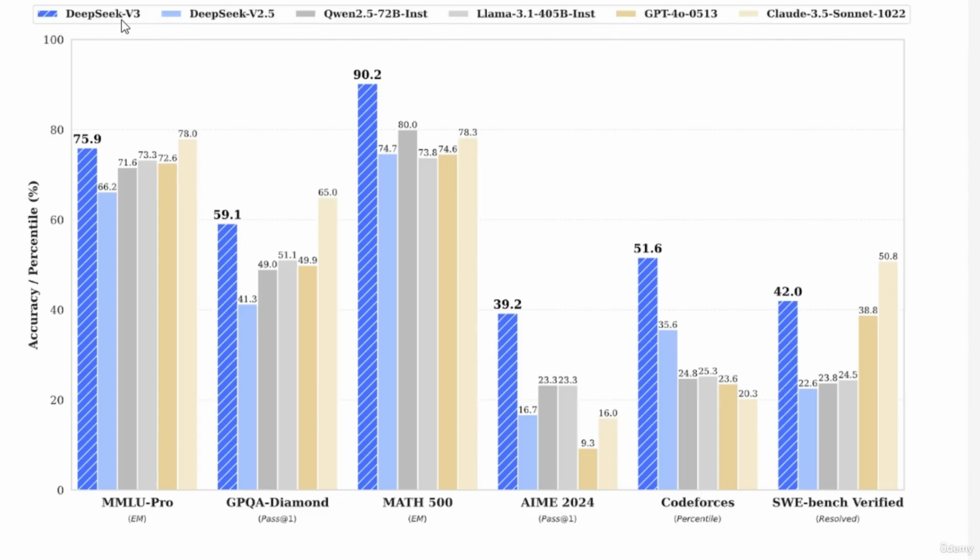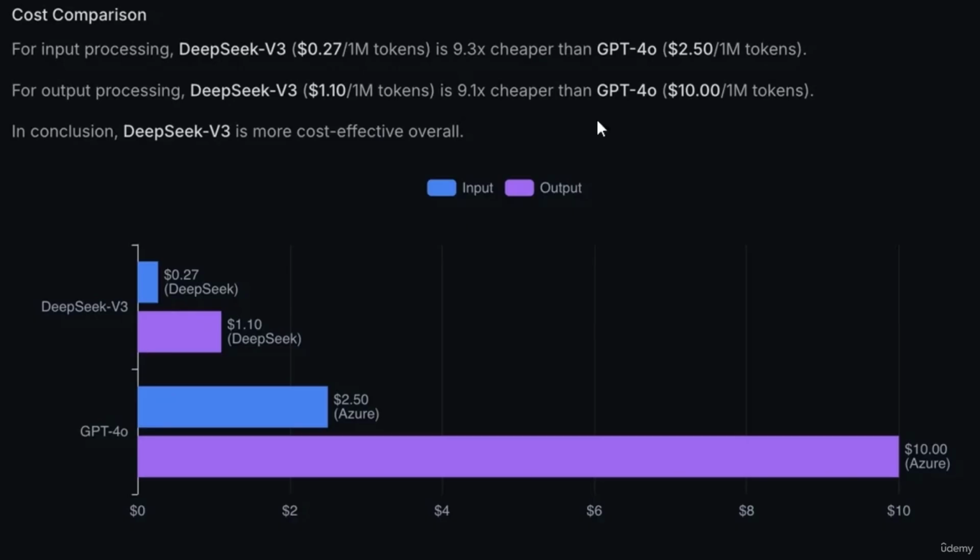Let's look at DeepSeek version 3 from a price performance point of view. This is a chart comparing the performance across many benchmarks and comparing some of the best models in the field, open or closed. DeepSeek version 3 fares very, very well. From a cost perspective, if we compare DeepSeek with GPT-4o, it's 9.3 times cheaper for input processing and 9.1 times cheaper for output processing. Incredible price performance.